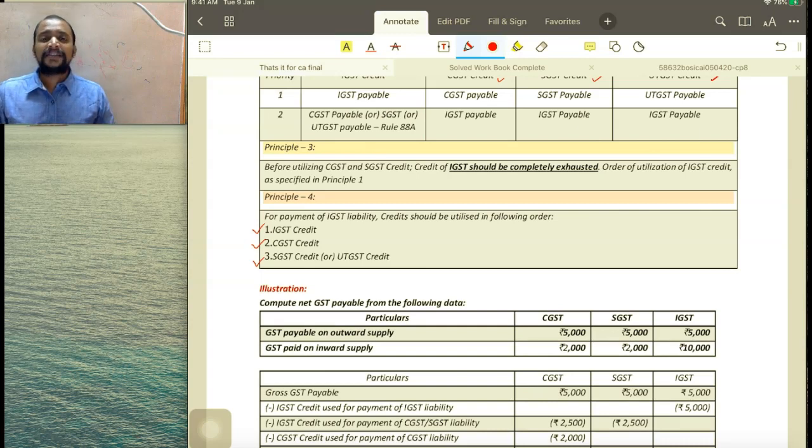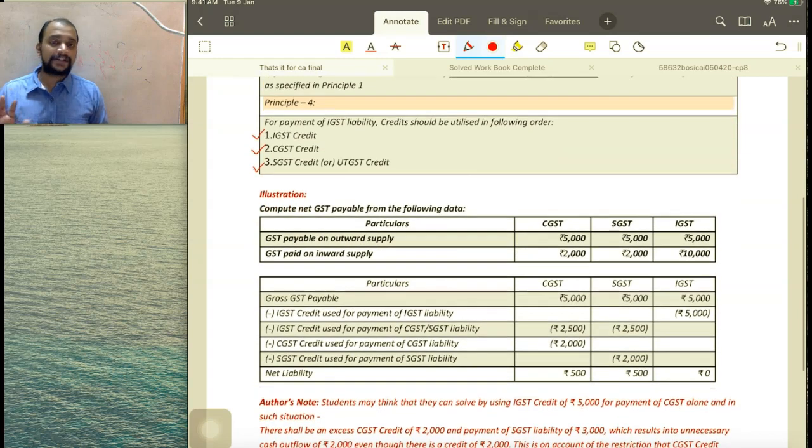Now there are three alternative answers for the purpose of utilization of IGST credit. Let's see these three alternative answers with respect to one illustration. Look into this illustration. Compute net GST payable from the following data: CGST, SGST and IGST, GST payable on outward supply, GST paid on inward supply.